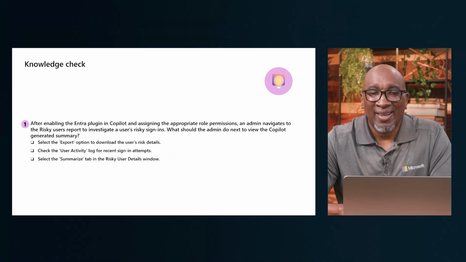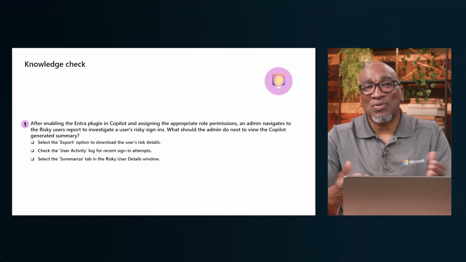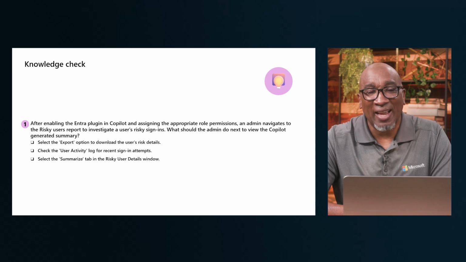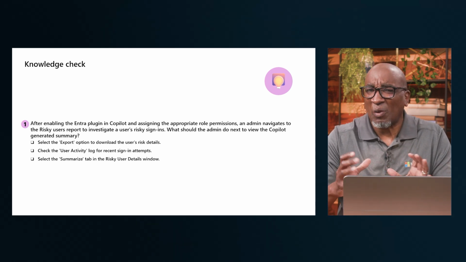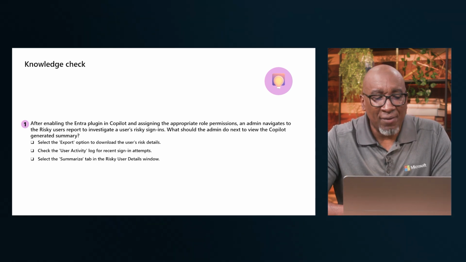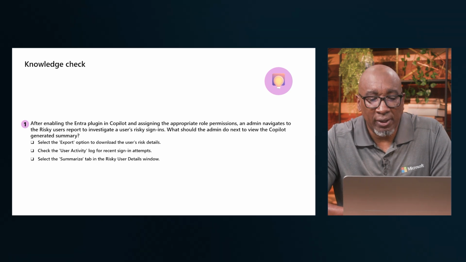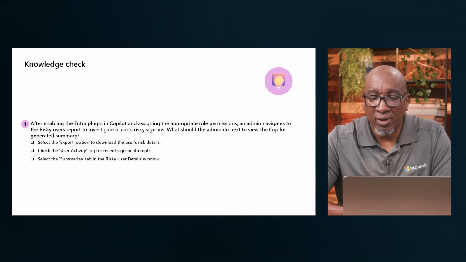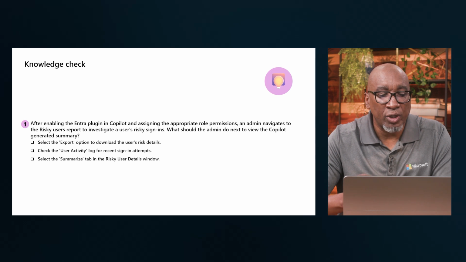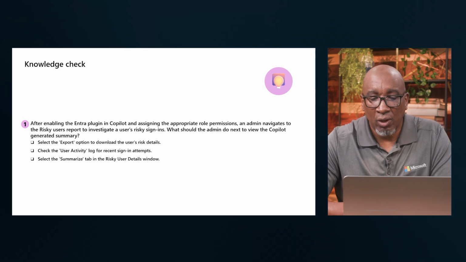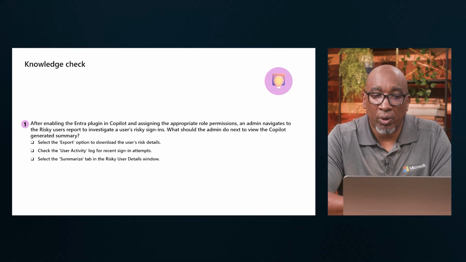All right? That's a lot. So let's pause for a moment and do a little knowledge check to see if you're following along with us. After enabling the Entra plugin in Copilot and assigning the appropriate role permission, an admin navigates to the risky users report to investigate a user's risky sign-ins. What should the admin do next to view the Copilot generated summary?